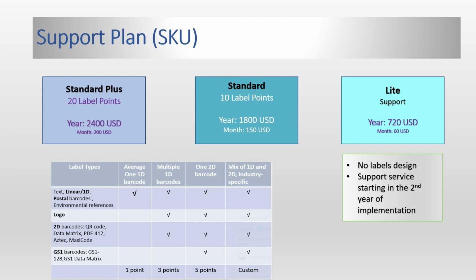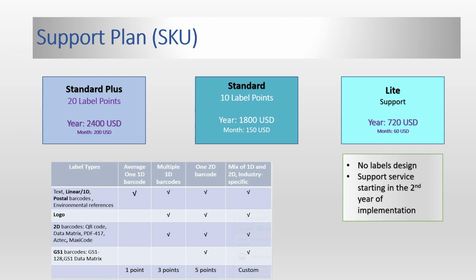So essentially, you can choose between the standard and standard plus support plan. The standard gives you access to 10 label points. That'll cost you 1,800 USD per year. And then the standard plus, which includes 20 label points, will cost 2,400 USD. And that is on your first year. However, if you're on your second year with us, you'll be able to choose the light support plan, which is 720 USD. This does not include any label design.